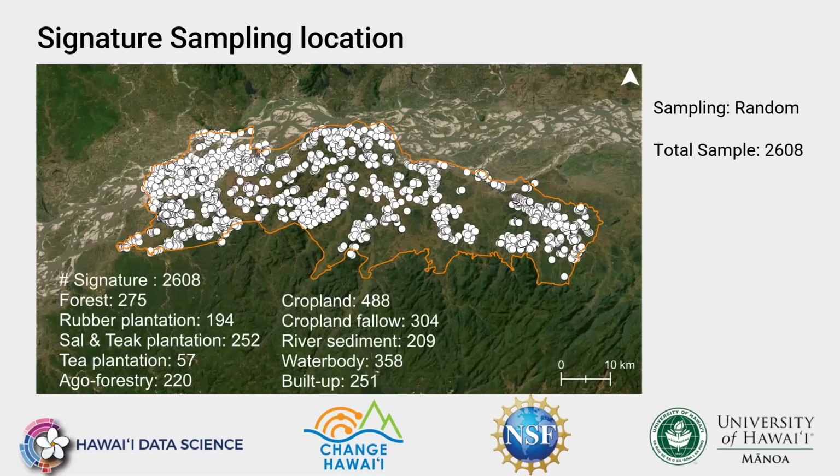The signatures were spread as widely as possible. I randomly collected 2,600 sample points, though there are very few sample points in some areas because it's very concentrated on the eastern part of the region.